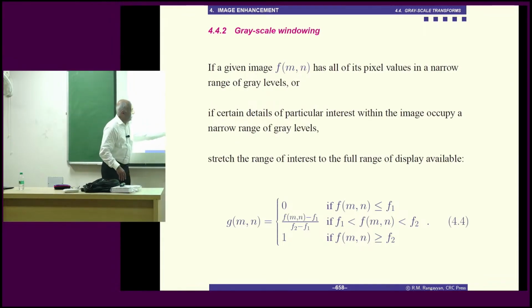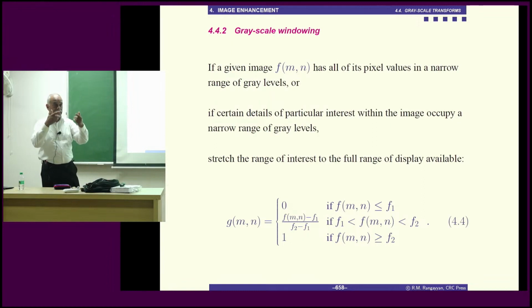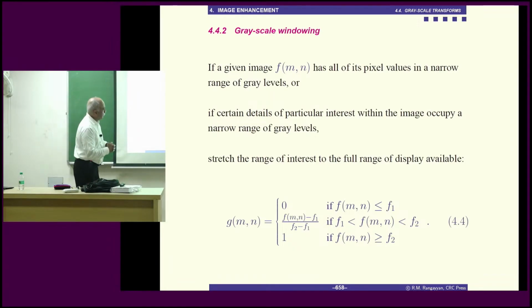So the details of interest in the range F1 to F2 are stretched. It could be small, just from 0 to 100 Hounsfield units. Stretch it to 0 to 255, so you're doubling the differences in the range. So you can see the abdominal organs which are in that range, 50, 60, 70, 80 Hounsfield units. If you keep 0, water, as reference, that will be good. So this is linear.